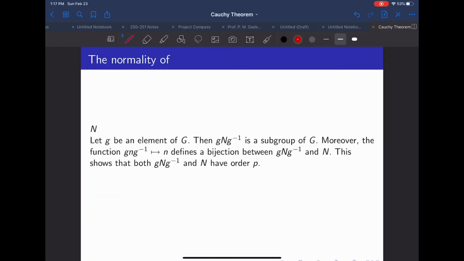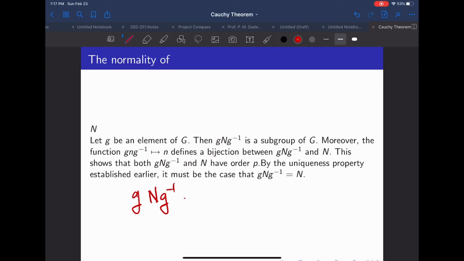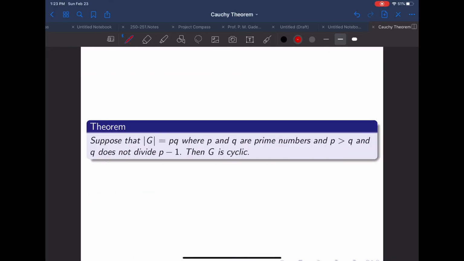Once that's established, this will show that N and g N g inverse both have the same order, right? They must have the same number of elements, and that's p. By the uniqueness property established earlier, it must then be the case that g N g inverse is N, but this is precisely what it means for N to be normal. This will imply that N is normal in G. Okay. All right.